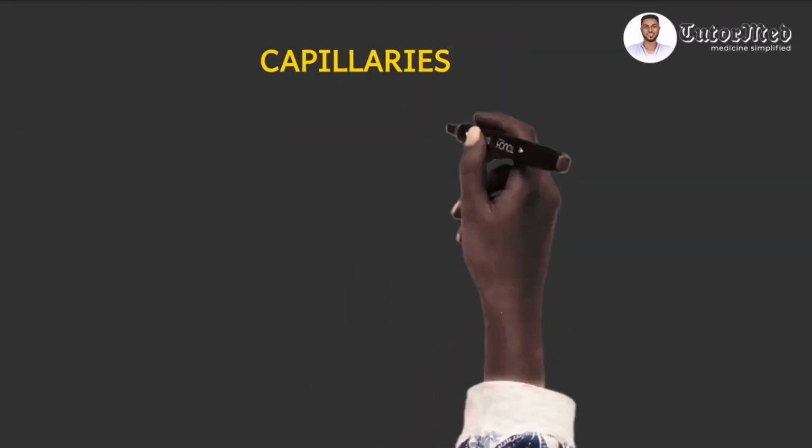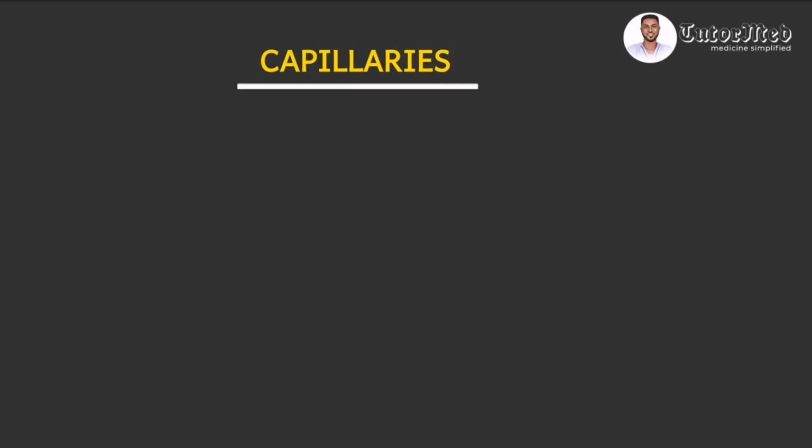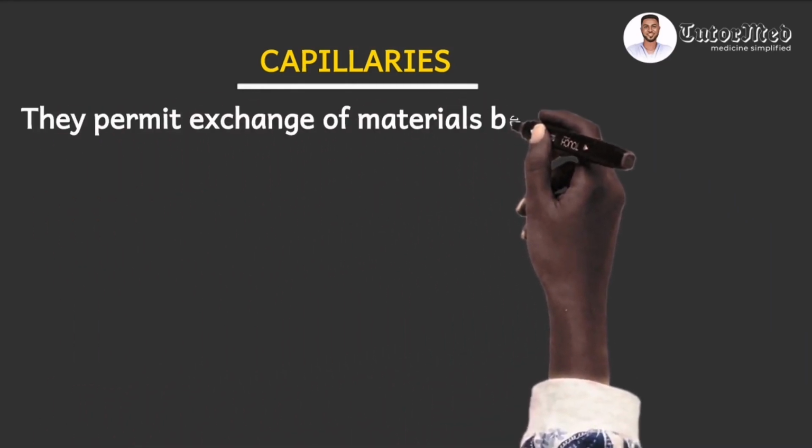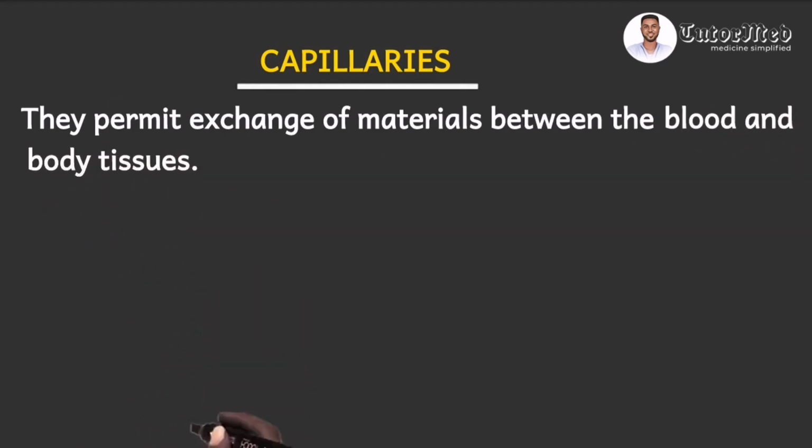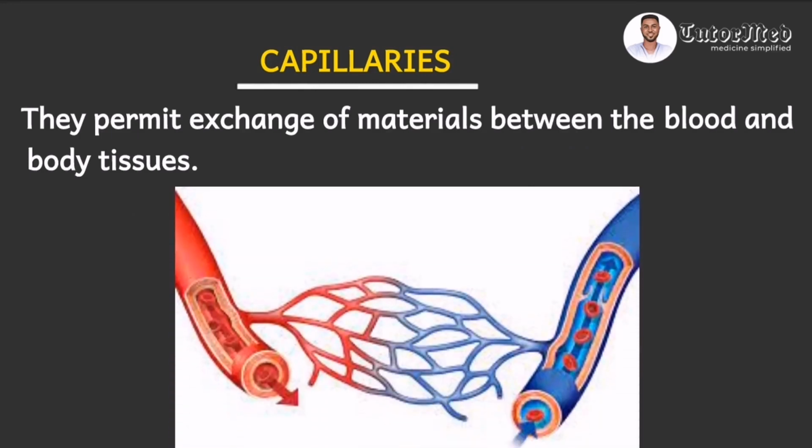And then we look at capillaries. Capillaries, as we will see later, are a one-cell thick layer blood vessel which permits exchange of materials between the blood and the body tissues. And so this picture I got online illustrates the arrangement between the artery, capillary, and the vein.